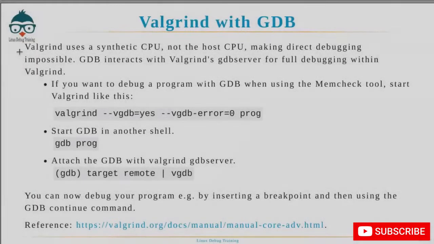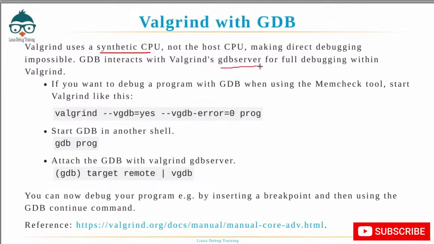In the preceding slides, we discussed Valgrind in general. Now in this slide, we will discuss GDB support available in Valgrind. Because Valgrind uses a synthetic CPU, not the host CPU, directly debugging the program running with Valgrind is not possible. For this reason, Valgrind provides GDB server support, using which GDB can interact and control the program flow. This can be achieved by running Valgrind with the vgdb command line option as shown in this slide.